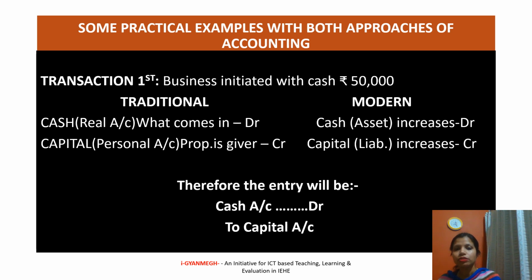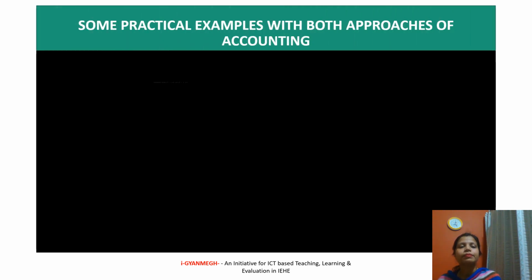According to modern approach, cash is an asset and it is increasing, therefore it will get debited. And capital is a liability, it is also increasing, therefore it will also get credited. Ultimately, the entry will be cash account debit to capital. Now we are going to see the next example.